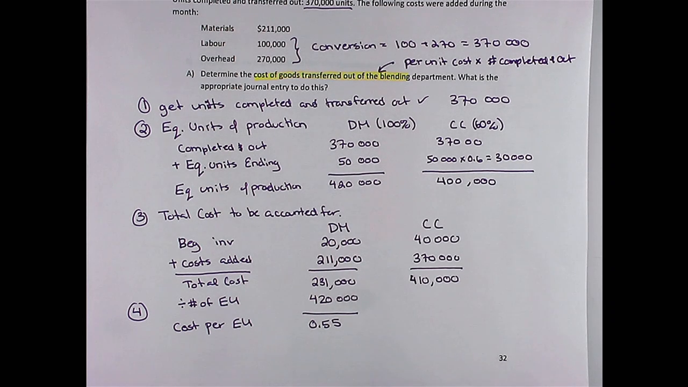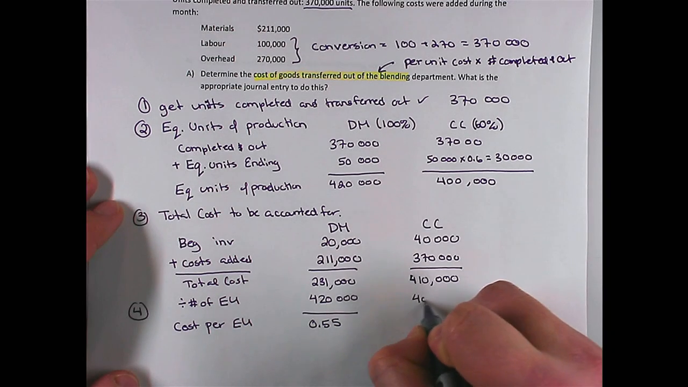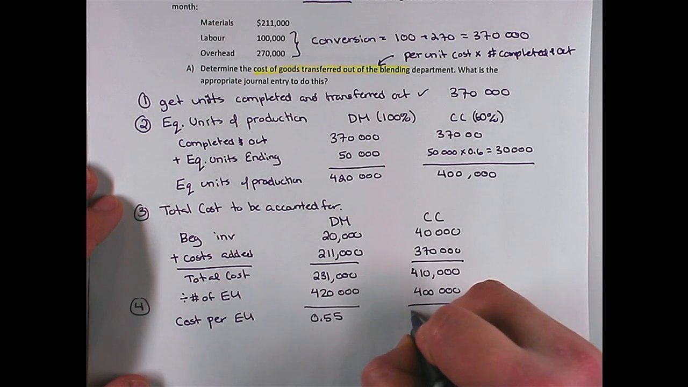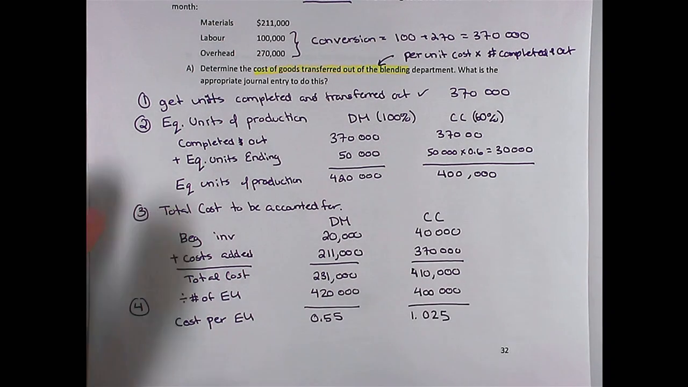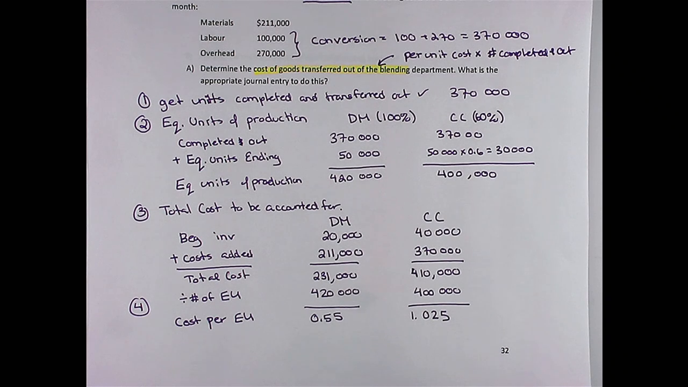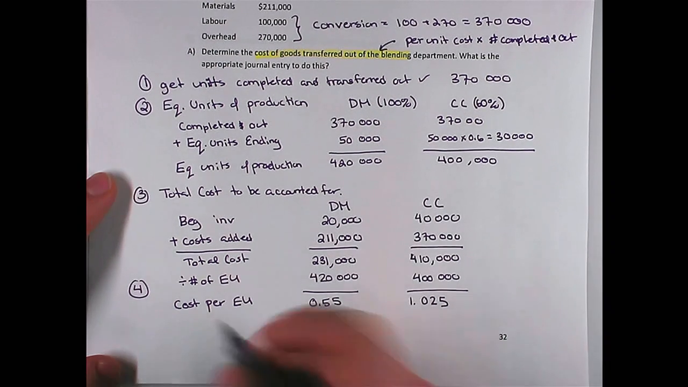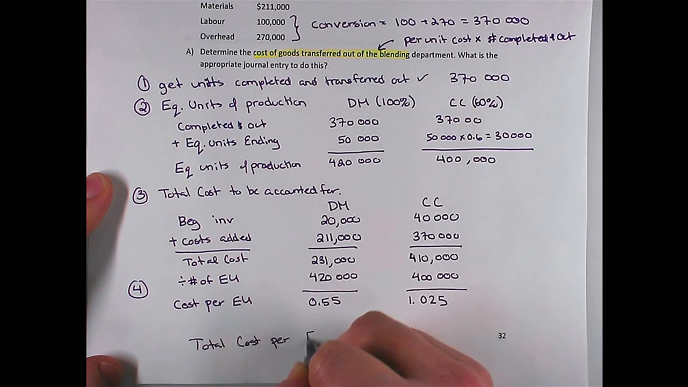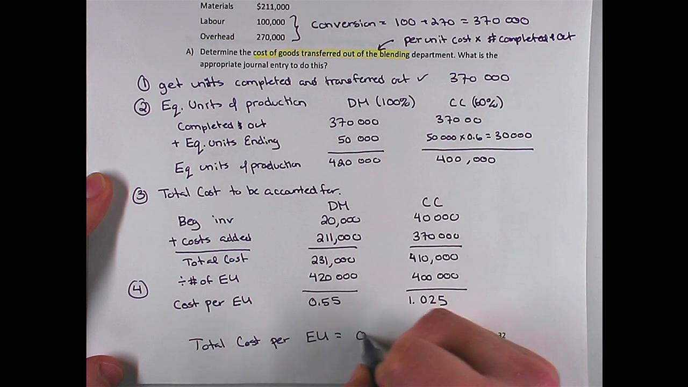For our conversion costs, we spent $410,000 in order to make 400,000 units, okay? And so we're going to divide that by that 400,000. And this is going to give us a cost of 1.025. So we have that cost per equivalent unit for our direct materials and for conversion costs. The total cost is just going to be the sum of those two.